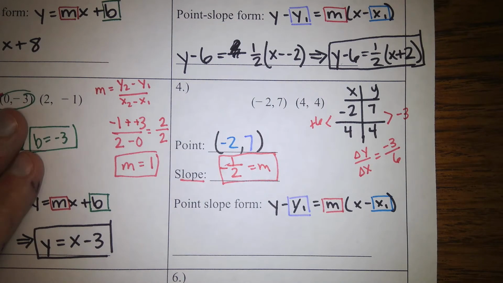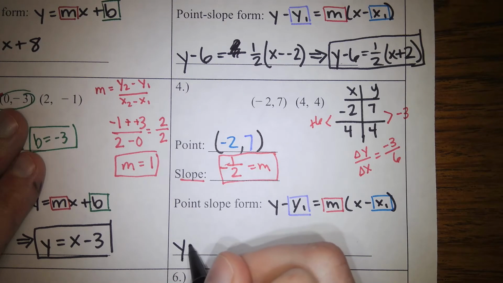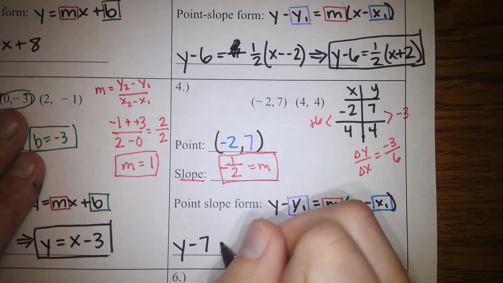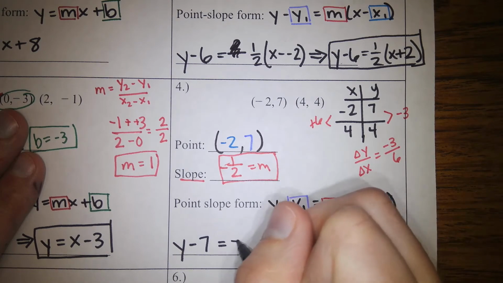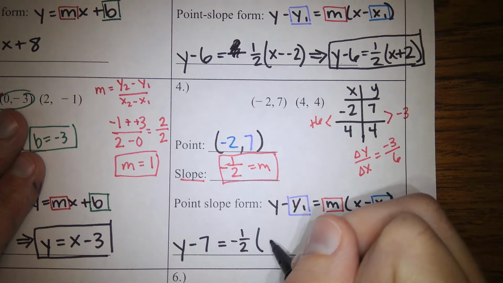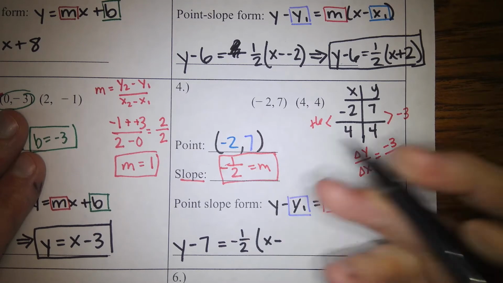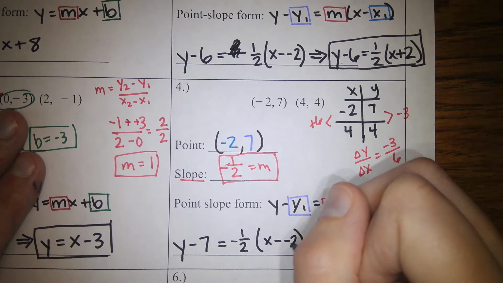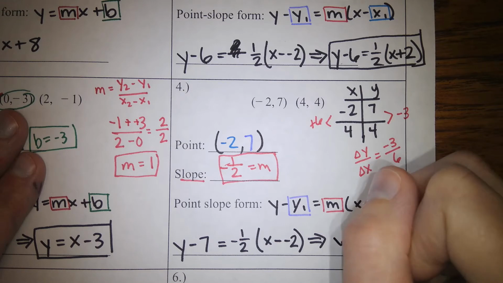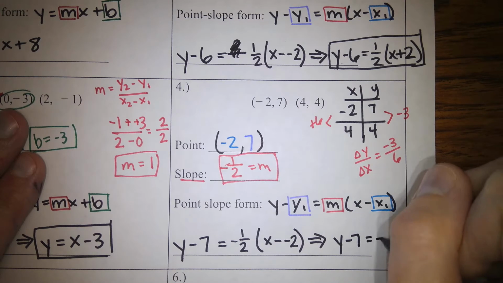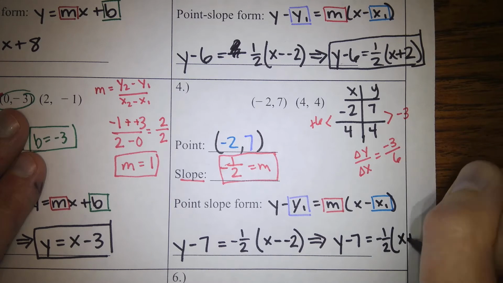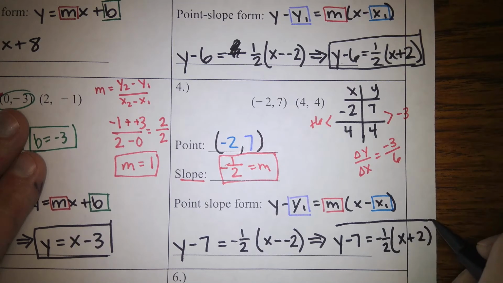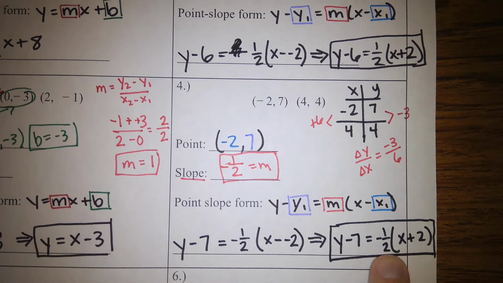So if we're going to plug this into our point-slope equation, we're going to say y minus my y sub 1, which is 7, is equal to my slope, which is -1/2, times my x minus my x sub 1, which is -2. And those two negatives will turn it into a positive. So we are going to have, once again, y minus 7 equals -1/2 x plus 2. So our final point-slope form will be this guy right here. Y minus 7 equals -1/2 times x plus 2.